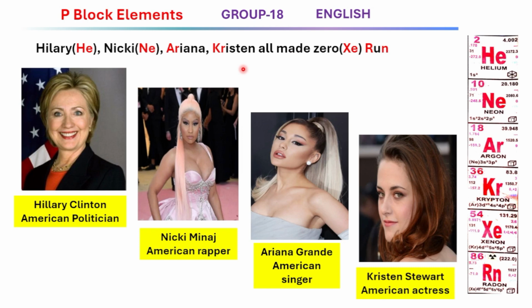Now we will come to the mnemonics of group 18 for P block element. What are the elements? The elements are helium, neon, argon, krypton, xenon and radon. So these 6 elements we will cover by this mnemonic. Now how to remember this?